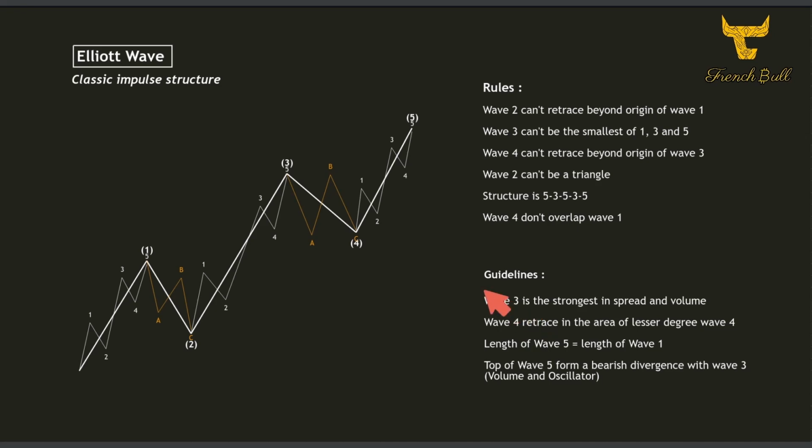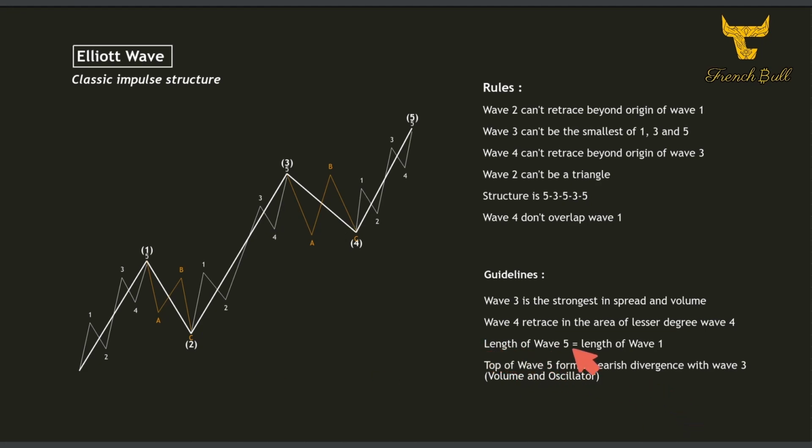Now, for the guidelines, there are things that help you identify which count is the most likely. Usually, wave 3 is the strongest in terms of volume, interest, and so in price movement, spread and volume. Wave 4 retraces in the area of lesser degree wave 4. As you see here, your wave 4 is in the area of this wave 4, more or less.